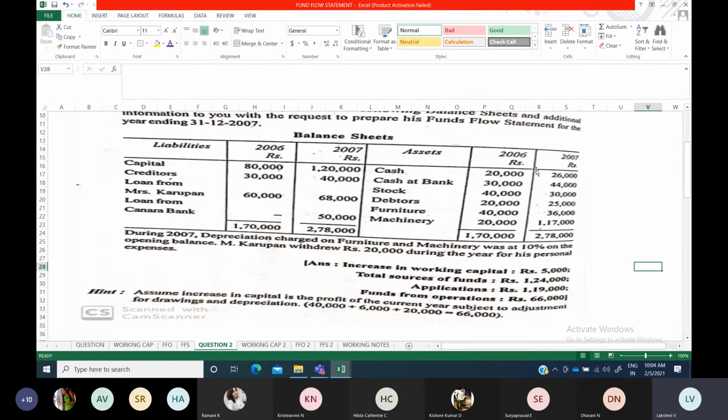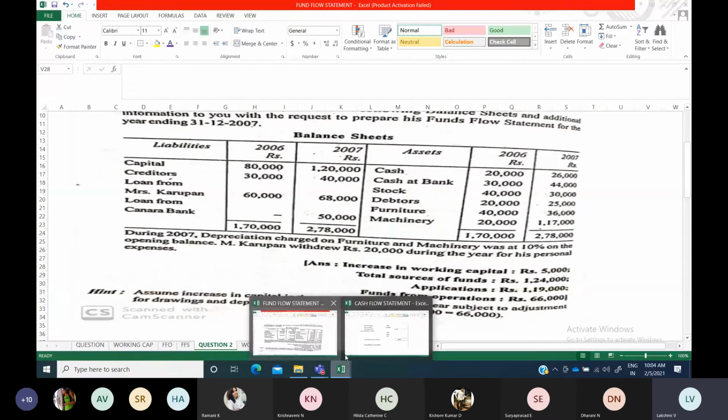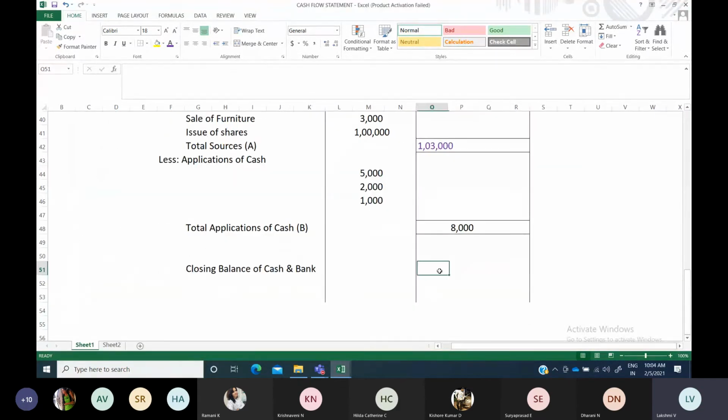Suppose here if you see, 26,000, 44,000, this is your closing balance of cash and bank. So 26 plus 44, if you see, it is 70,000. Okay, 70,000, that value you should get as your balancing figure here also. If 70,000 is coming here, your entire sum is right, or else again it is wrong. You have made a mistake somewhere. So 70,000 you should get here.